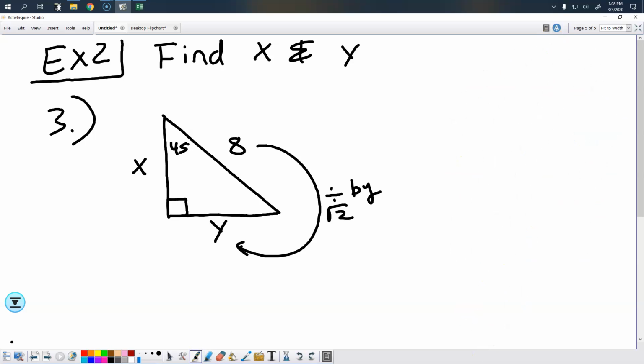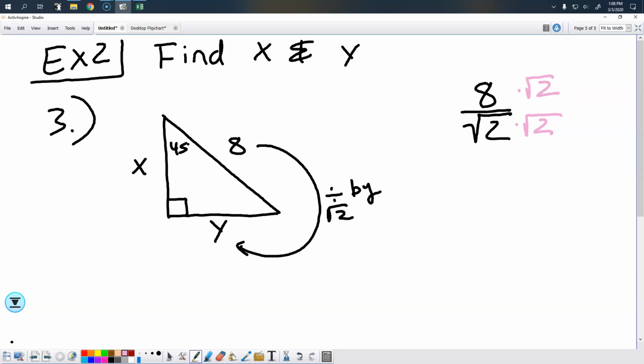How do you divide 8 by the square root of 2? Here's how you do it. 8 over square root 2. That's dividing it. But you're not supposed to keep square roots in the bottom. You guys remember how to get rid of those? Multiply it by itself. But whatever you do to the bottom, you do to the top.